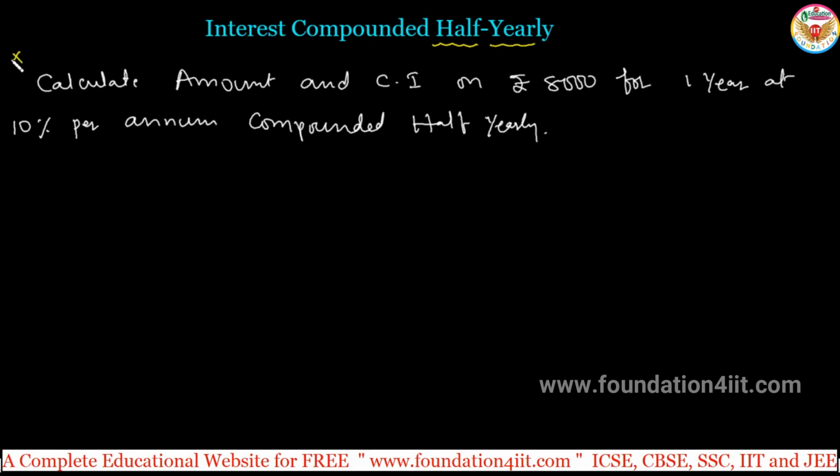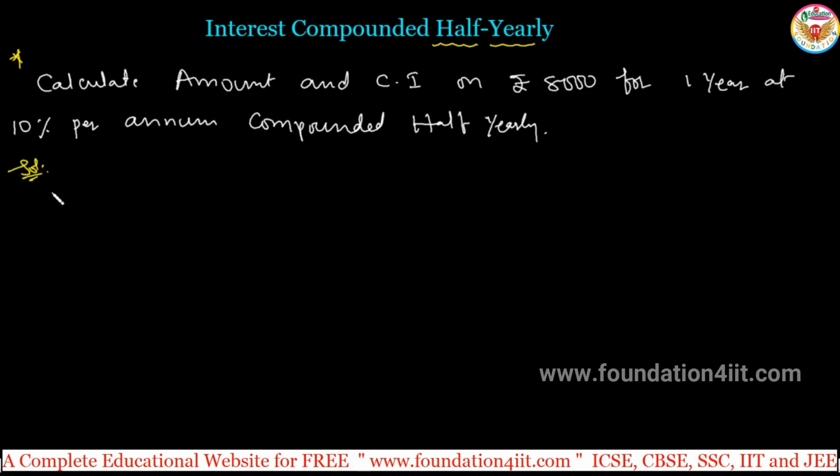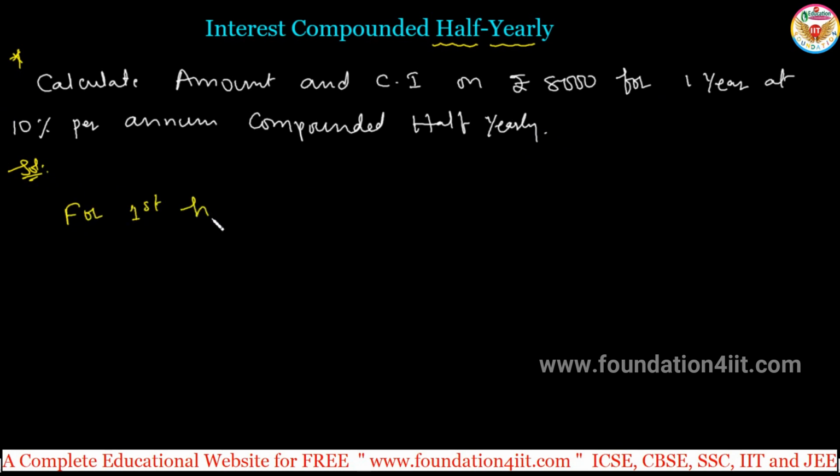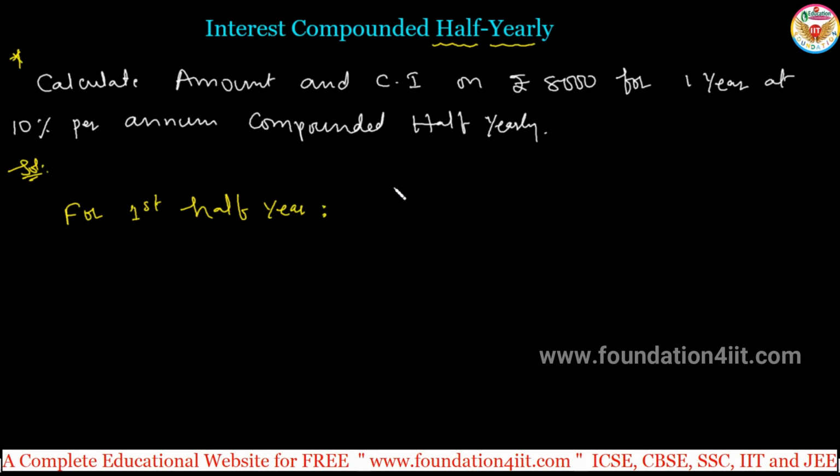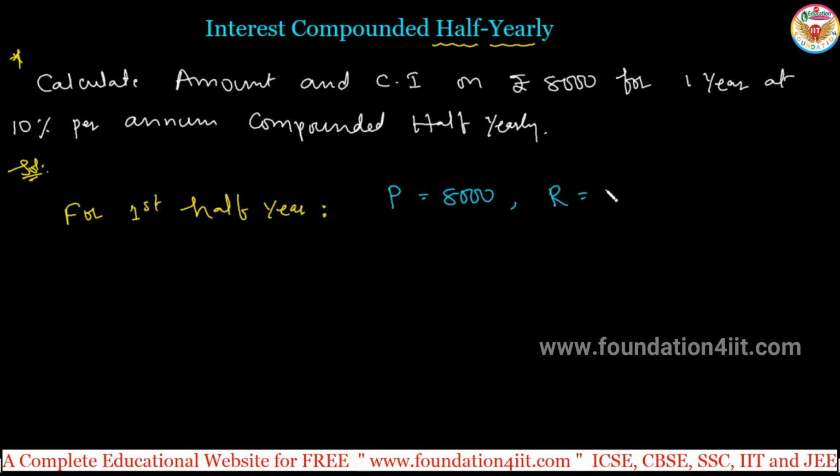Right. So based on this question, first half year. So 1 year, right? So total 2 half years. So in the solution, for the first half year, we calculate. For the first half year, according to the given data, P is equal to 8,000. It's given. And rate of interest is 10%, mentioned per annum.